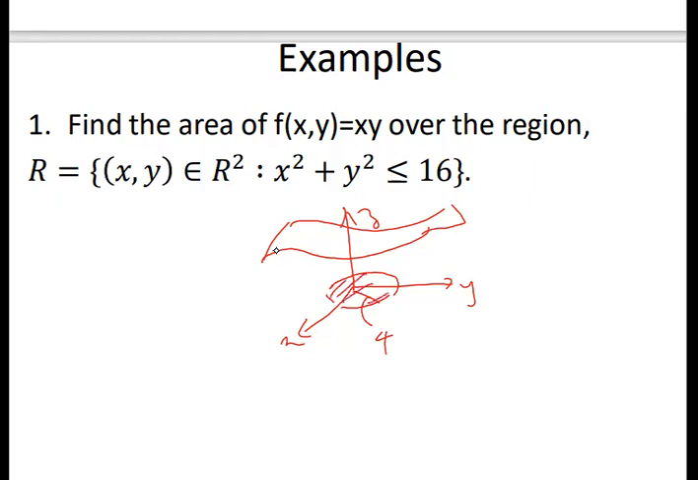R is this, and R is your sigma. Also we have sigma. Take a small, infinitesimal area, which is dA.